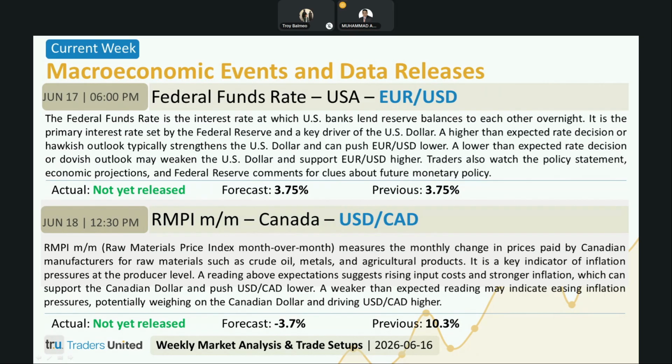Final key takeaway: Euro dollar traders will closely watch the Federal Reserve policy decision and statement. Even if the rate is unchanged, shifts in tone or guidance can trigger strong volatility. A hawkish outlook may support the US dollar and pressure the Euro USD lower, while a dovish tone could weaken the US dollar and support the Euro USD to the upside.